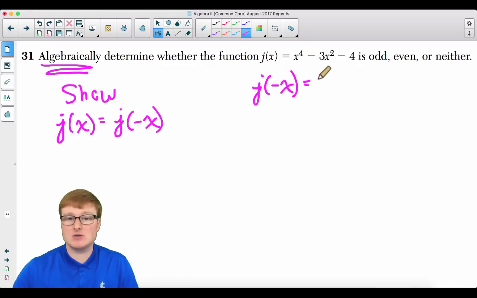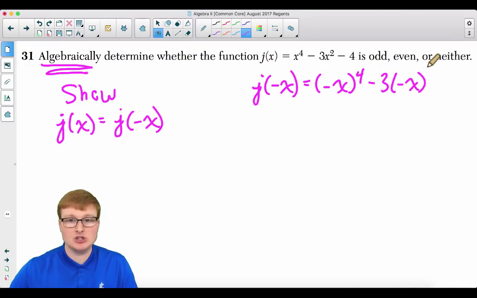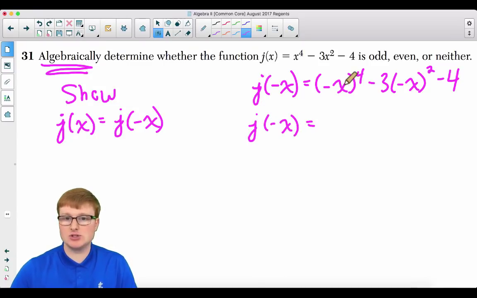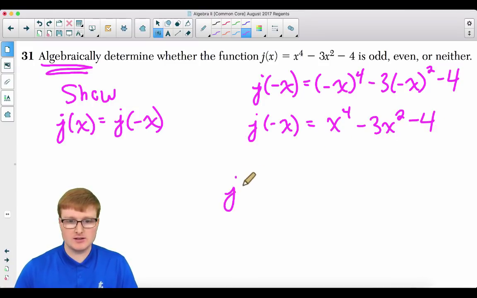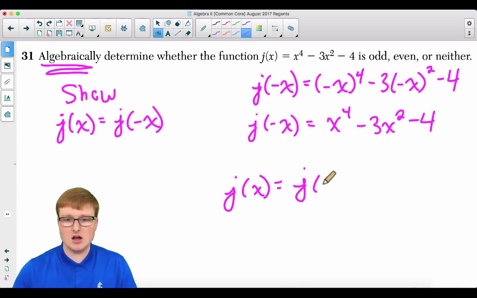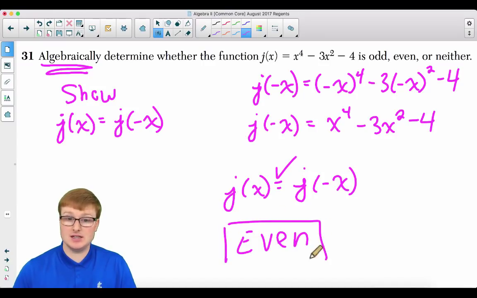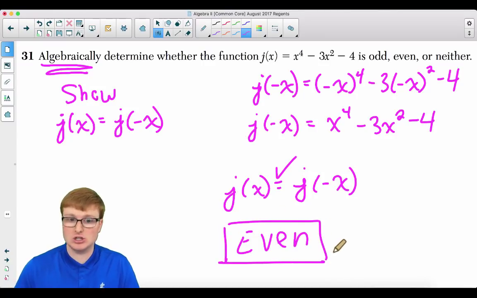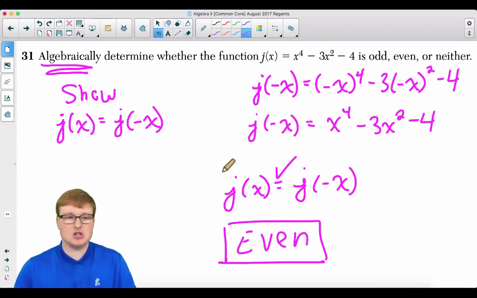So we have j of negative x is equal to negative x to the fourth minus 3 times negative x squared minus 4. Negative x to the fourth is just, hey, what do you know? x to the fourth. This is minus 3. What is negative x squared? Oh, it's x squared, minus 4. Hey, we just showed that j of x is equal to j of negative x. So therefore, we just proved that this is, in fact, an even function. Your answer is even, and that's how you show your work.